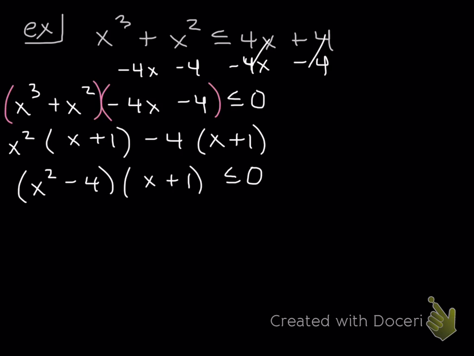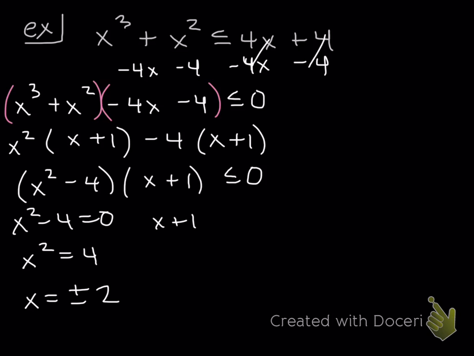And now I set both of these equal to 0 and solve. So x squared minus 4 equals 0. I'd add the 4 over, and I take the square root. So I get the answers of plus or minus 2. And here I'll get the answer of a negative 1. So notice I now have 3 values to go on my number line, which means I'll have 4 regions to test. So I'm going to switch my screen.